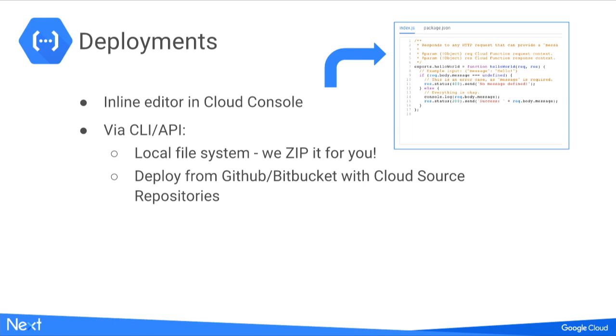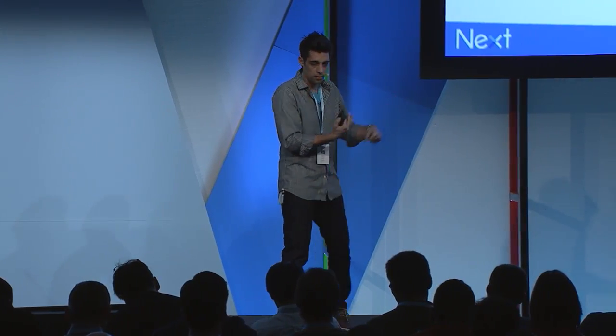If you don't want to deploy directly from your local file system, you can also deploy from your GitHub or Bitbucket repository. This is done using a tool called Cloud Source Repositories. We'll automatically keep in sync your cloud repository with your GitHub repository. And so you're actually deploying from Cloud Source Repos, but it is kept in sync with GitHub, so you don't really have to interact with it. You just commit to Git, or to GitHub rather, and then trigger a deploy, and your Cloud Source Repo will sync.